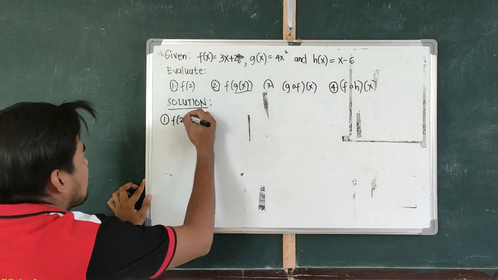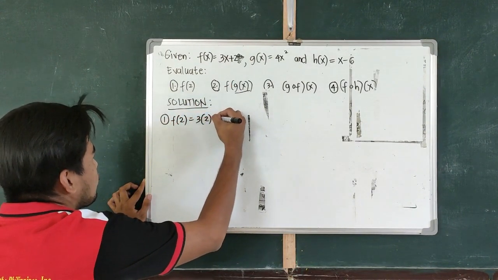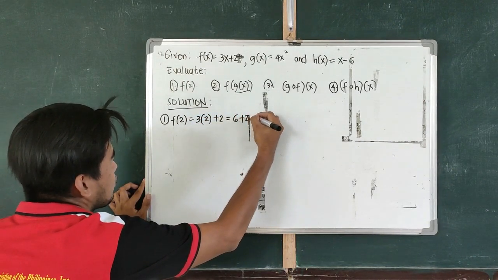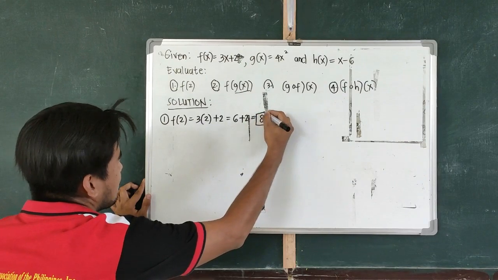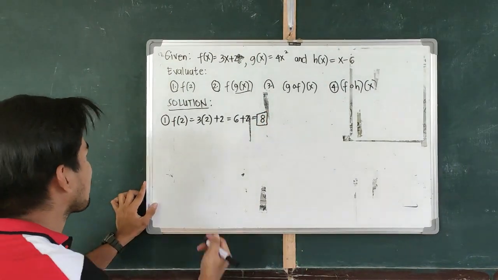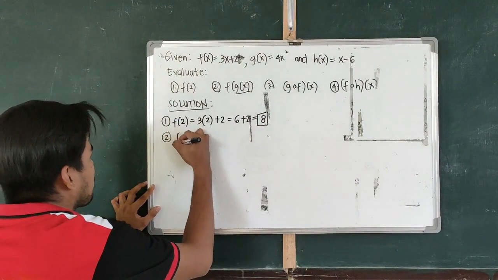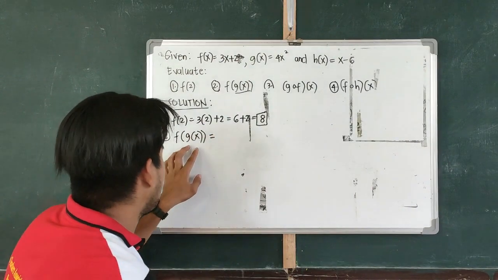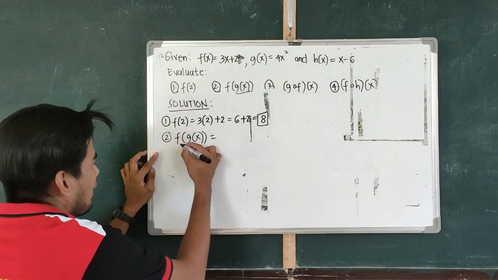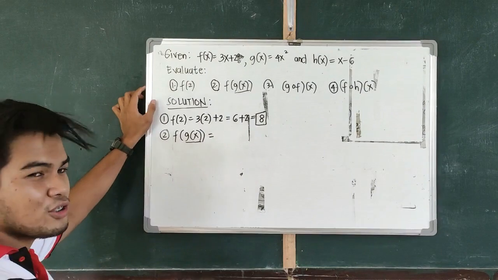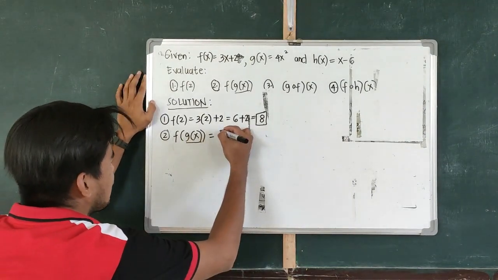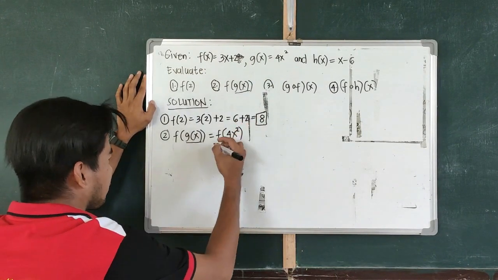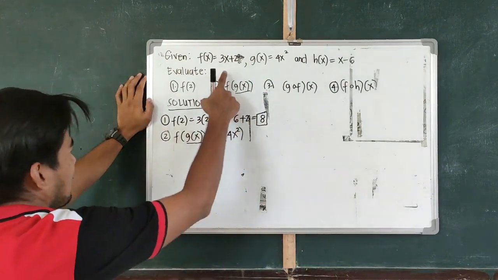We have f of 2 is equal to 3 times 2 plus 2. So that is 3 times 2 is 6. 6 plus 2 is 8. Answer for number 1 is A. The second example, we have f of g of x. So as you can see, ang isa-substitute natin ngayon sa x ni f ay yung entire function g. Okay, so ano yung function g? Function g is 4x squared.